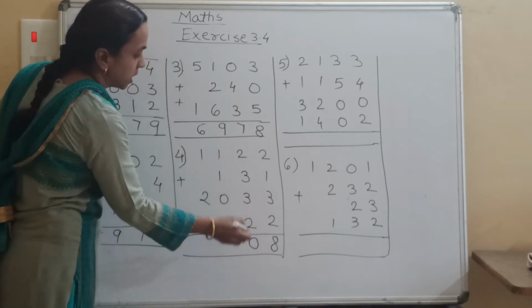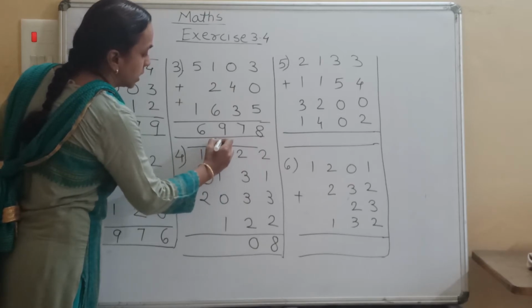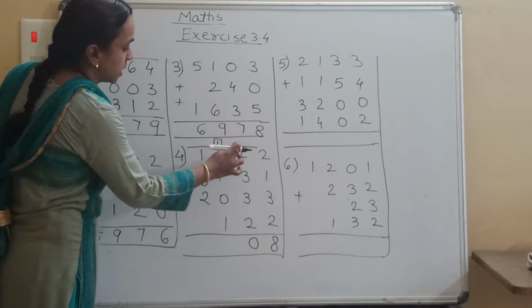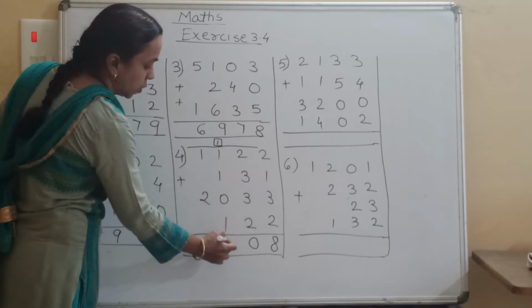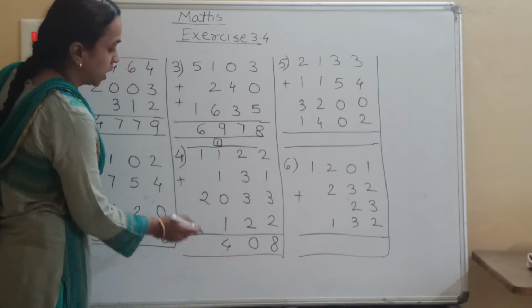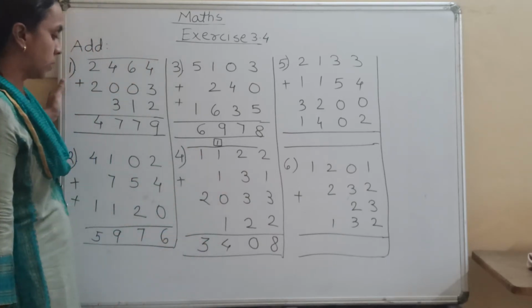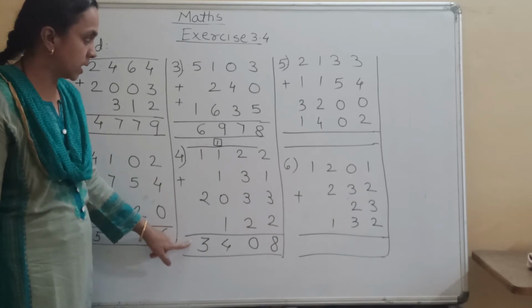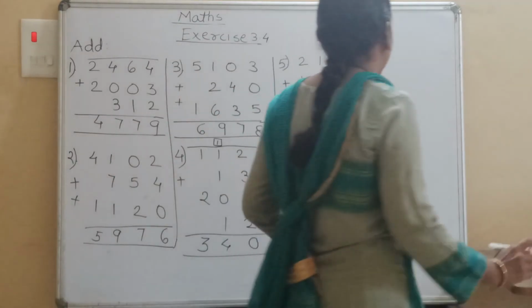So write down here 0. 1 is carried. So write down in the box. 1 plus 1, 2. 2 plus 1, 3. 3 plus 1, 4. So write down here 4. And 2 plus 1, 3. So our answer is 3408. Now see fifth example.